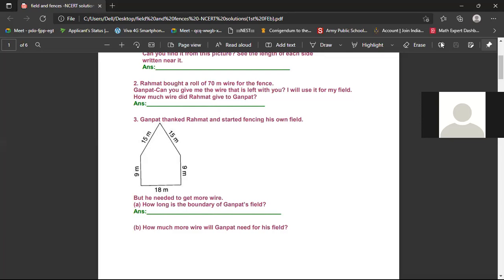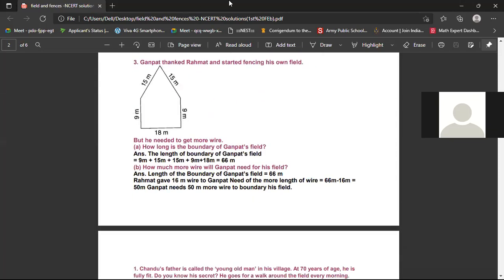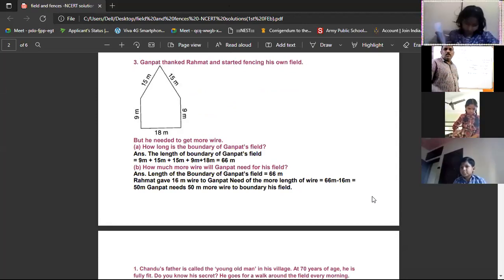How long is the boundary of Ganapat's field? Add everything. Fine. Next. How much extra wire is required means Ganapat's field is 66 meters. 16 is already with him because Rahmat gave it. The balance is 50. This is the answer. See, I have mentioned the detailed answer also here. If you want, you can write in detail, or you can write like this in the textbook. Simple or in detail, the choice is yours.